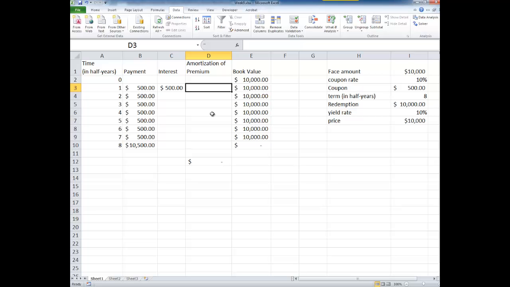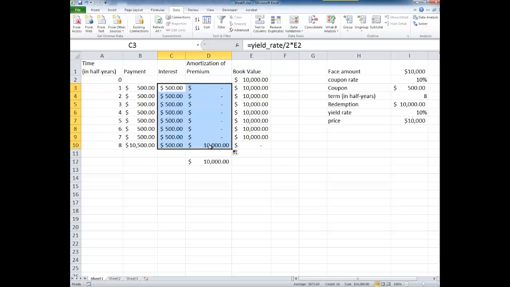Now for a loan, I would make it the payment minus the interest. For bonds, I'm going to make it the absolute value, so that if it's negative, I'm still going to think of it as a positive quantity. So I'm going to take the payment minus the interest. In this case, it's 0 anyways, because there is no principal being paid back.